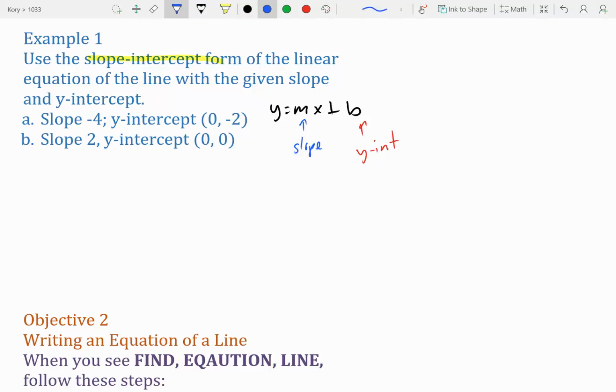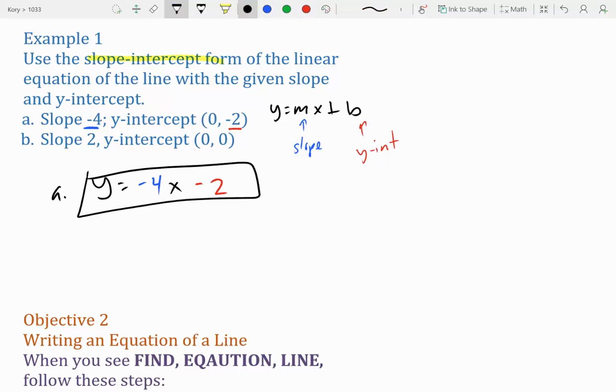So for A, we have a slope of -4 and a y-intercept of (0, -2). So we have y equals m, which is -4, x, and then our y-intercept is -2. So it's not going to be plus -2, it's just going to be -2. And we have our solution for A.